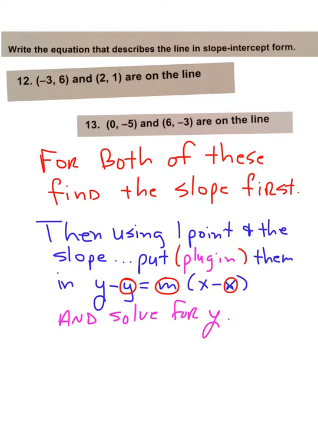On this page, you have to write the equation in slope-intercept form. You're given 2 coordinate points for number 12 and 13, so for both of these, find the slope first. Then you're going to use slope or point slope form, plug in the information you have, which is the slope, and the x and the y, and then you're going to solve for y to put it in slope-intercept form.